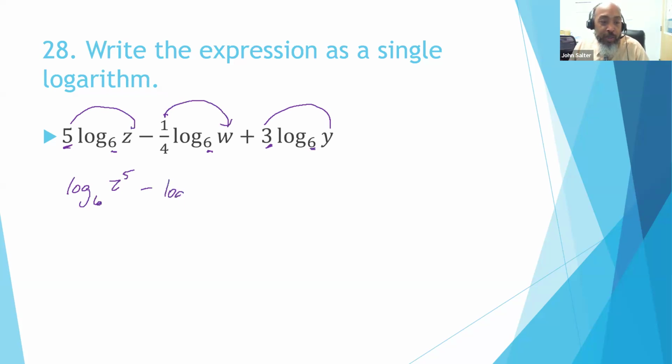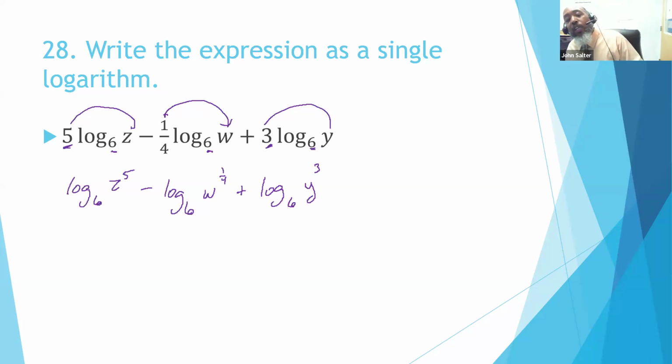Minus log base 6 of w to the 1/4 plus log base 6 of y to the 3rd. All right. My minus means that I'm dividing, whereas my plus means that I'm multiplying. So this is going to be log base 6, because they all have the same base. I'm starting with z to the fifth.